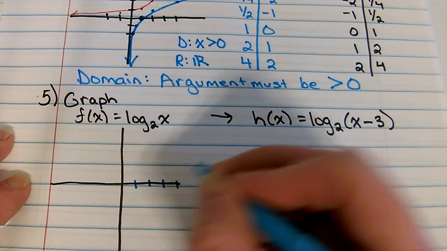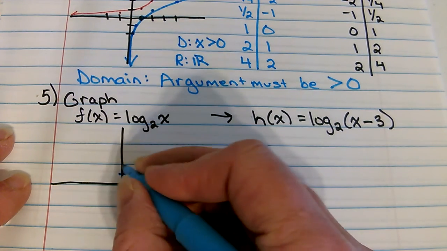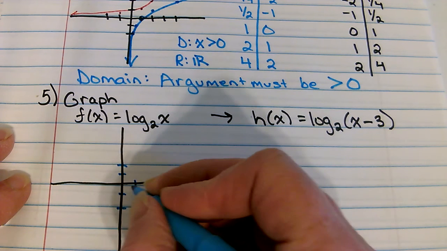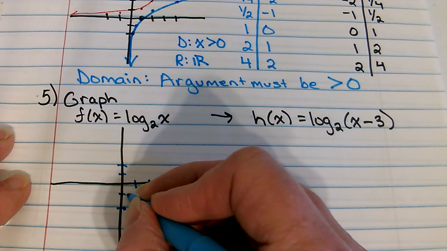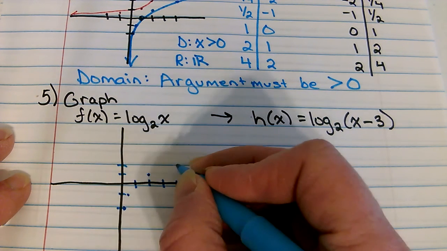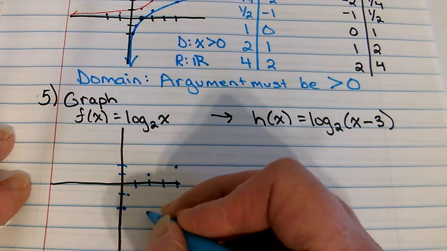And it went 1, 2, 3, 4. 1, 2, 1, 2. So I ended up doing something like this.